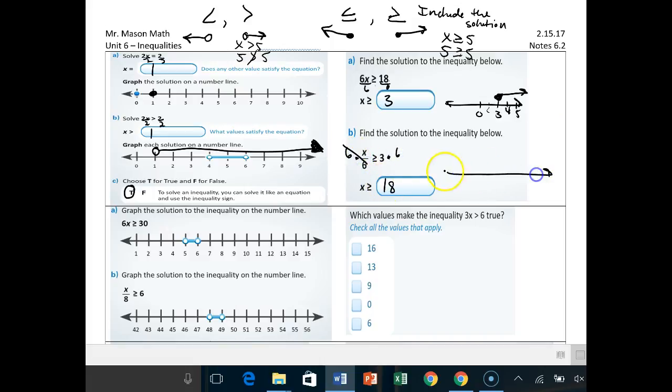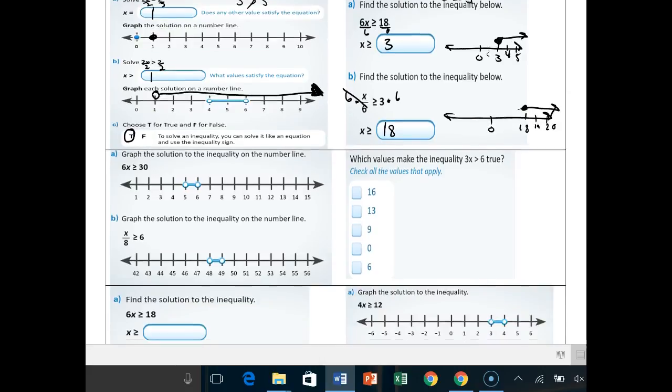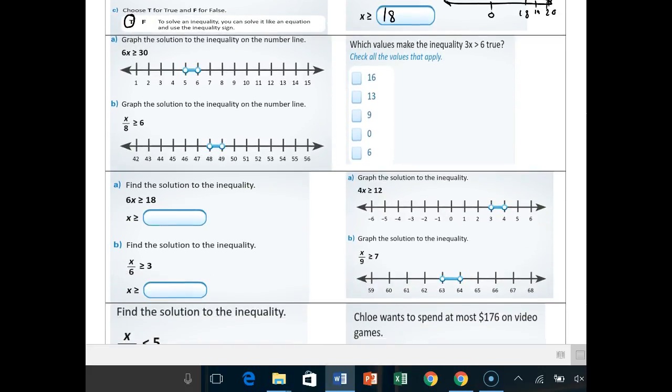So again, if I were to draw this, you always just put a 0 and then mark out where you think 18 would be. Again, it's a closed circle, and think about it. I want any number I plug in here to be greater than or equal to 18. So equal to 18 and greater. So 19, 20, pointed to the right. Great. Second question. Graph the solution.